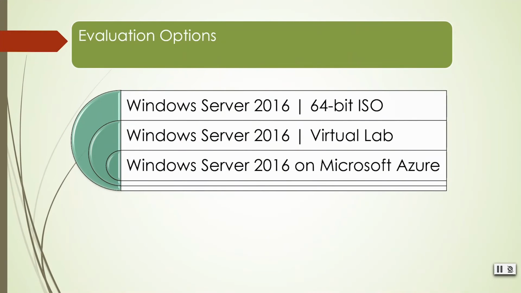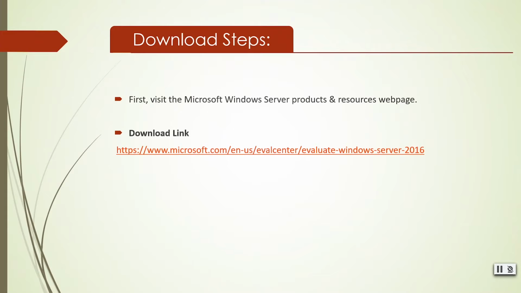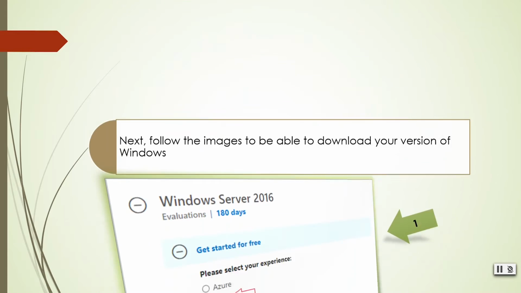Evaluation options. Windows Server 2016 ISO 64-bit, or Windows Server 2016 Virtual Lab, or Windows Server 2016 on Microsoft Azure. Download steps. First, visit the Microsoft Windows Server Products and Resources page at the following link to download Windows Server 2016. Now we're going to follow the images.